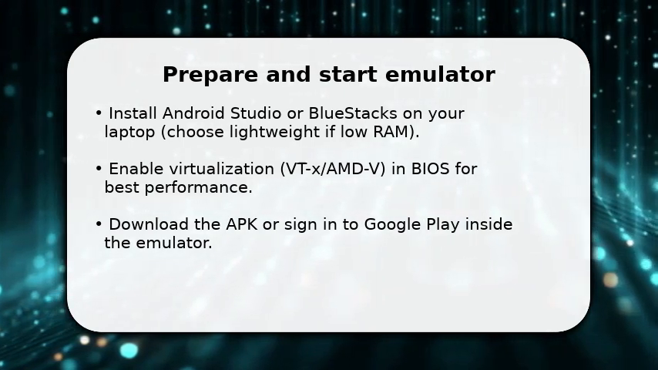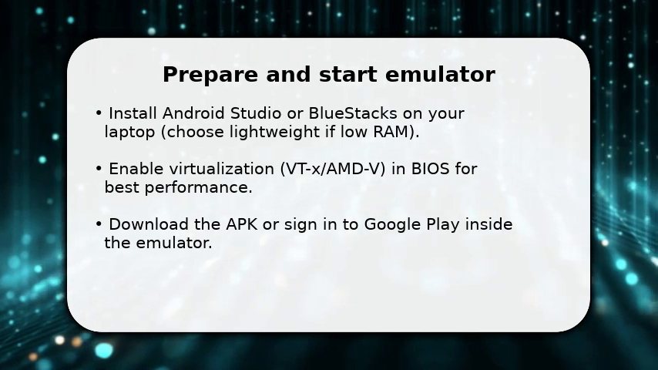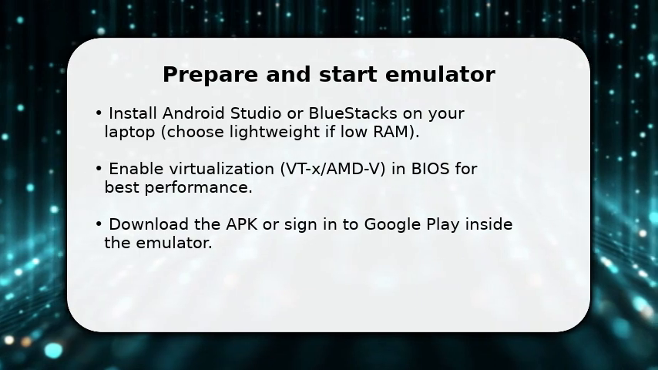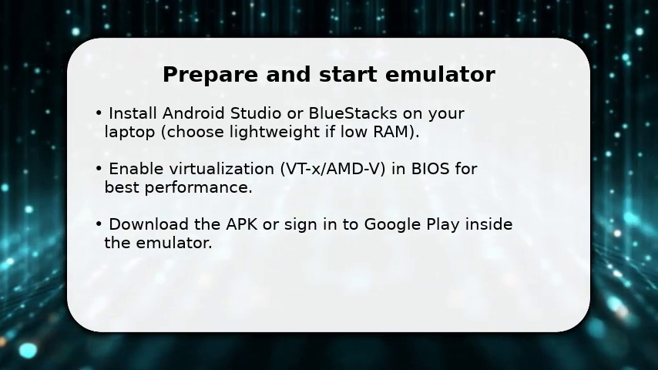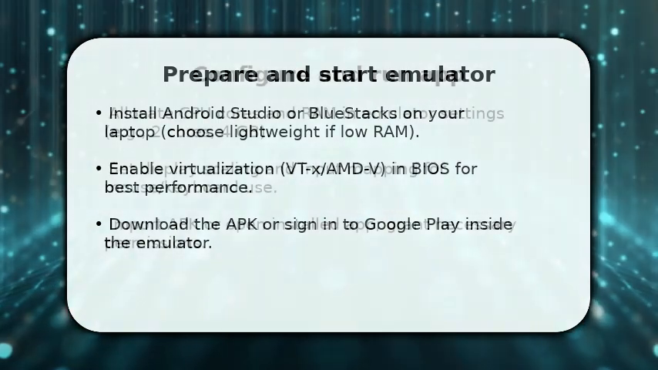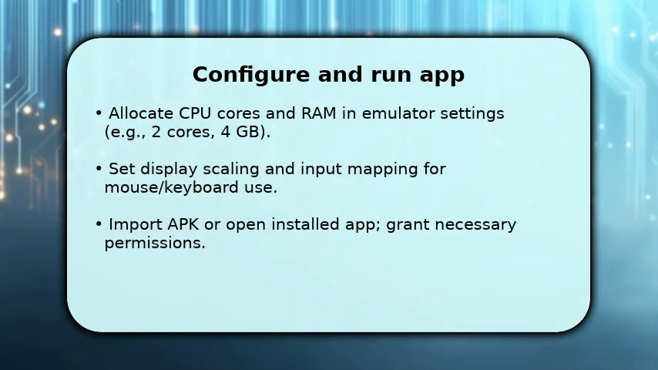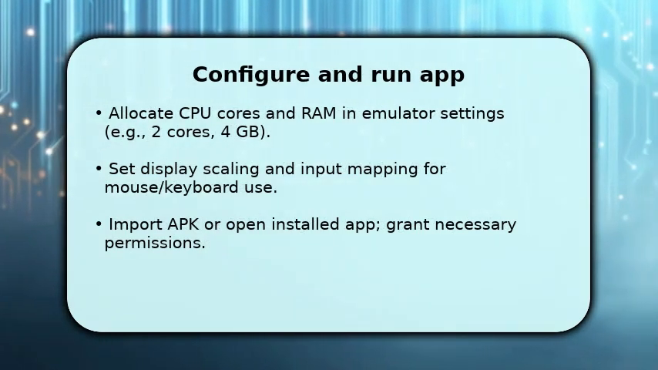You want to be ready to launch the app immediately, so make sure storage permissions are granted and antivirus isn't blocking installations. Now configure the emulator for the app. Allocate CPU cores and RAM. 2 cores and 4 GB is a good baseline, so the app won't stutter.